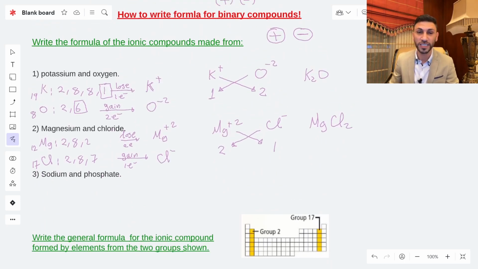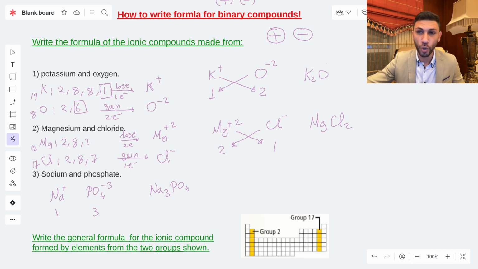Last one, sodium and phosphate. Now, phosphate here is a polyatomic ion, which is PO4 -3. And the sodium is Na, and we know that sodium is in group 1. That means the oxidation number or the charge of this ion is +1. I'm going to write 1 and 3, so it's going to be Na3PO4, and that's it.